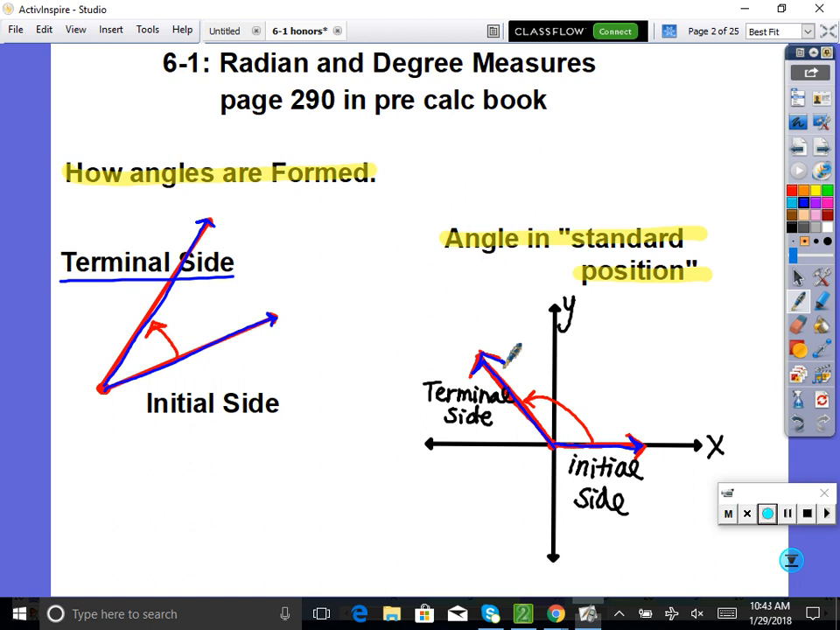So a lot of times they'll say, create an angle in standard position with a terminal side of 30 degrees. So does everybody see what that would mean? Standard position, you'd start here, and you would draw up to 30 degrees, point your arrow, and say 30 degrees.